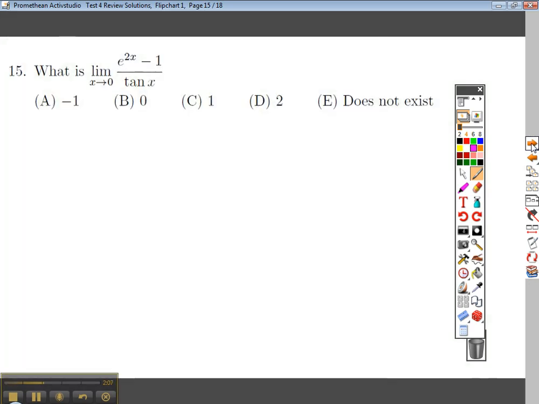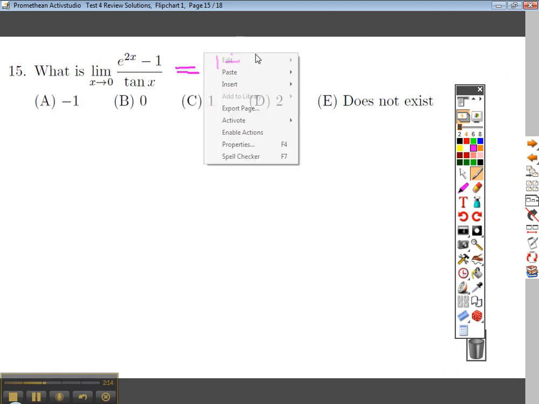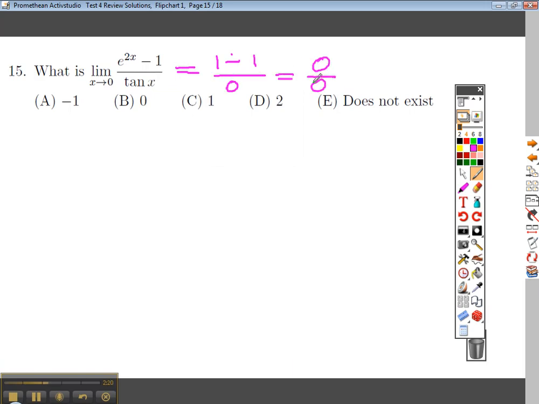Question number 15, what is this limit? So again, we're being tested on L'Hopital. If you plug into the top, e to the 0 is 1, minus 1 is 0. If you plug into the bottom, I get tan of 0, which is 0. So I get 0 over 0, which is indeterminate. L'Hopital applies.